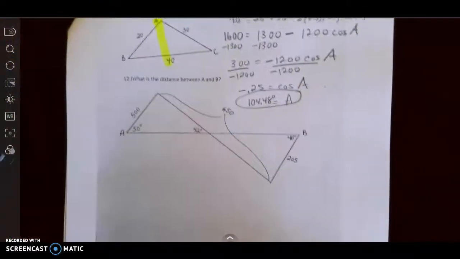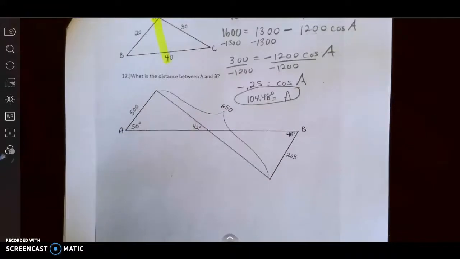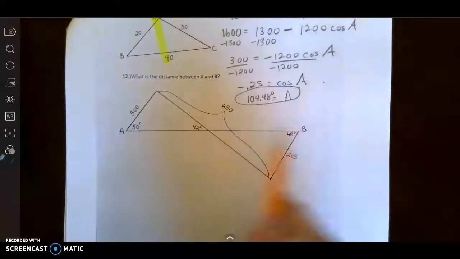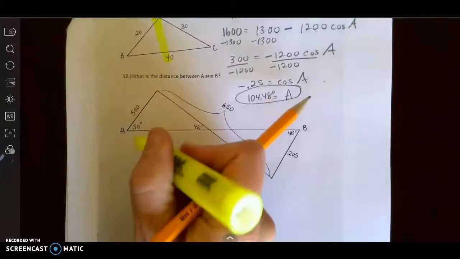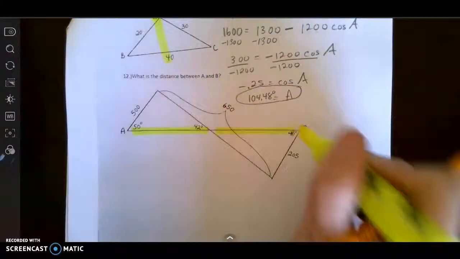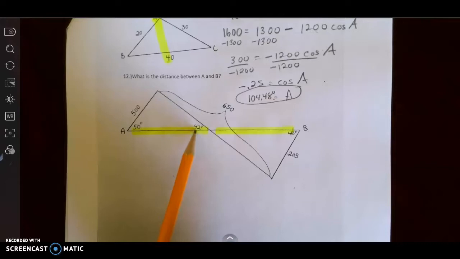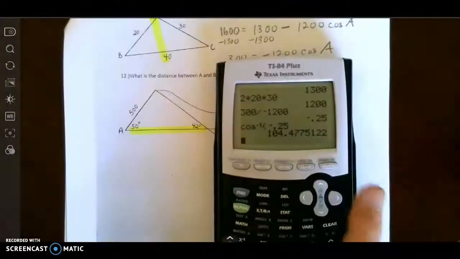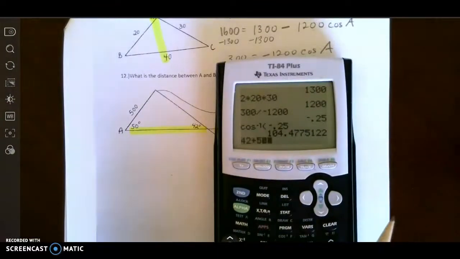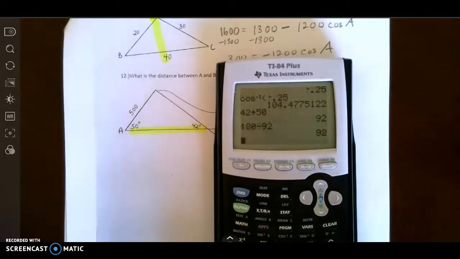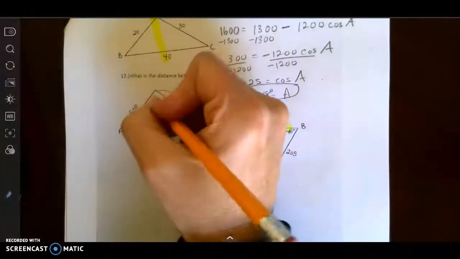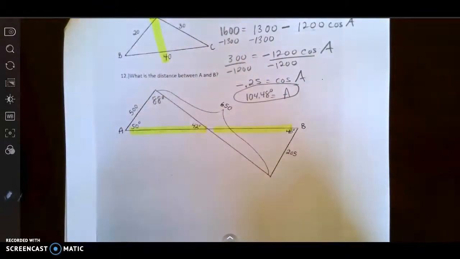Next problem, number 12. Given this picture, I'm asked to find the distance from A to B, which means I'm going to need to find this side and this side. Let's focus on this triangle first. This is 42 and this is 50, so I can find this angle here. 42 plus 50. All triangles are 180 degrees, so this angle is 88 degrees.